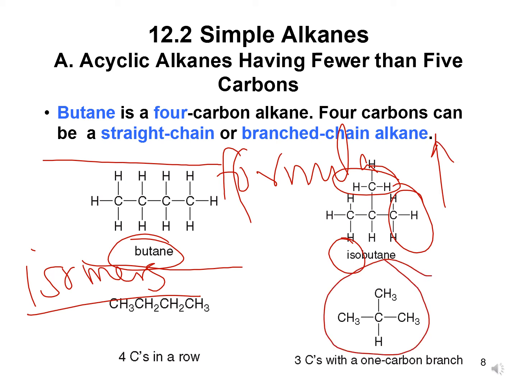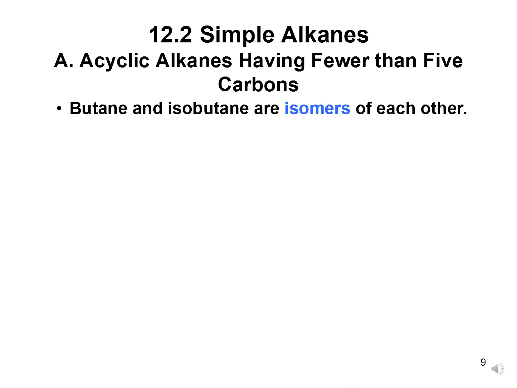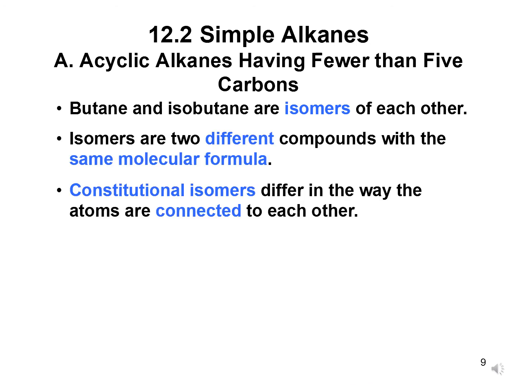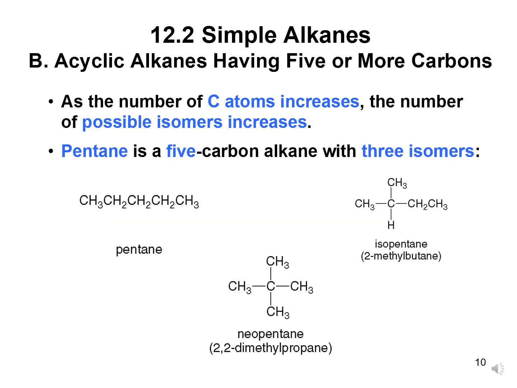This is another representation of the same structure. Here you have 4 carbons in a row. Here you have 3 carbons in one branch. Isomers are 2 different compounds with the same molecular formula. What I've shown you is constitutional isomers as opposed to stereoisomers, which are D and L, which you will see in the carbohydrate chapter, or even before that.